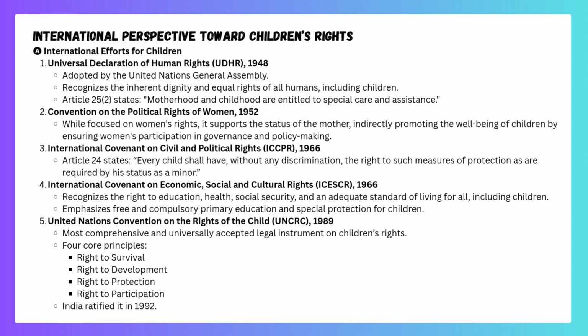International Covenant on Civil and Political Rights, ICCPR, 1966. Article 24 states, every child shall have, without any discrimination, the right to such measures of protection as are required by his status as a minor.